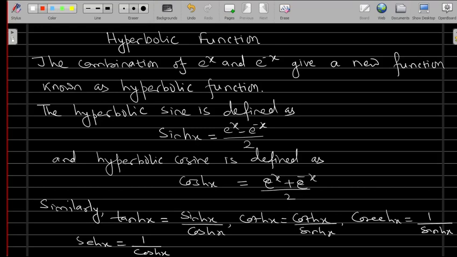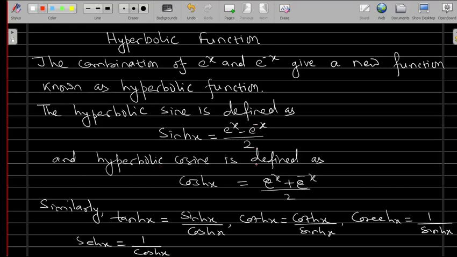Today's topic is hyperbolic function. Let me define first the hyperbolic function. The combination of e to the power x and e to the power minus x gives a new function known as hyperbolic function. The hyperbolic sine is defined as sinh x equals (e to the power x minus e to the power minus x) by 2.